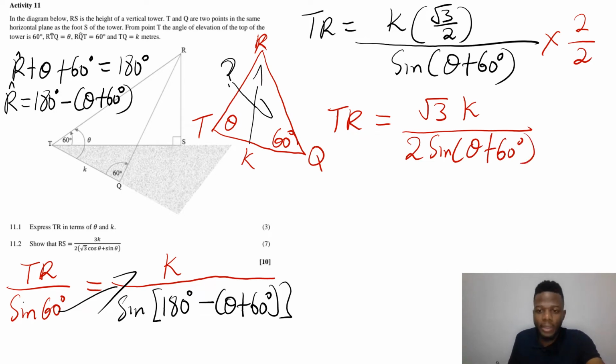And then that's TR in terms of k and theta. We are done. We can leave it there. And then let's go to the next one.